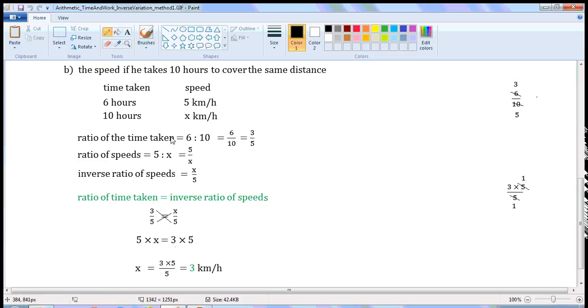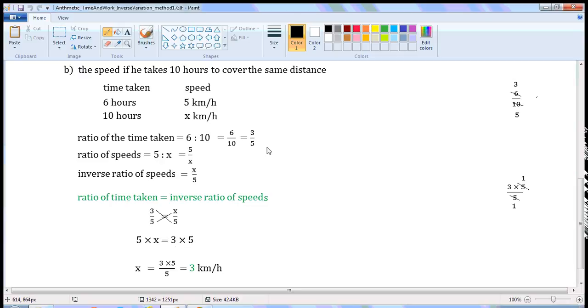Ratio of speeds is equal to 5 is to x, or we can write it as 5 by x. Inverse ratio of speeds is equal to inverse of 5 by x, that is equal to x by 5. Now, time taken and speed are in inverse proportion or inverse variation. If the time taken is more, then the speed is less. If the time taken is less, then the speed will be more. So, as these are in inverse proportion, ratio of the time taken is equal to inverse ratio of the speeds.